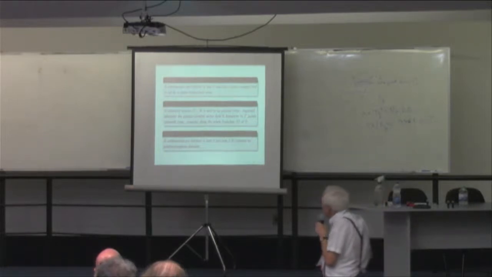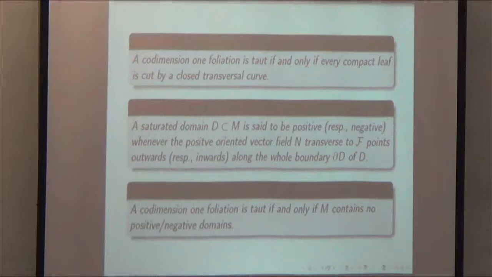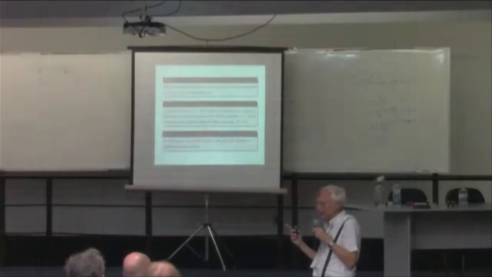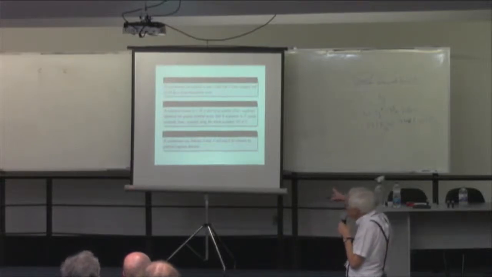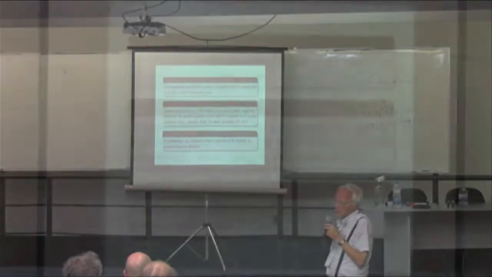In particular, this implies something written at the bottom. A codimension 1 foliation is taut if and only if M contains no positive or negative domains. A saturated domain, saturated by leaves, is said to be positive, respectively negative, whenever the positively oriented vector field N points either outwards or inwards along the whole boundary of D. So in particular, if the boundary consists of one leaf, like a Reeb component, then it is of one of these sorts, either positive or negative. So in particular, taut foliations admit no Reeb components.